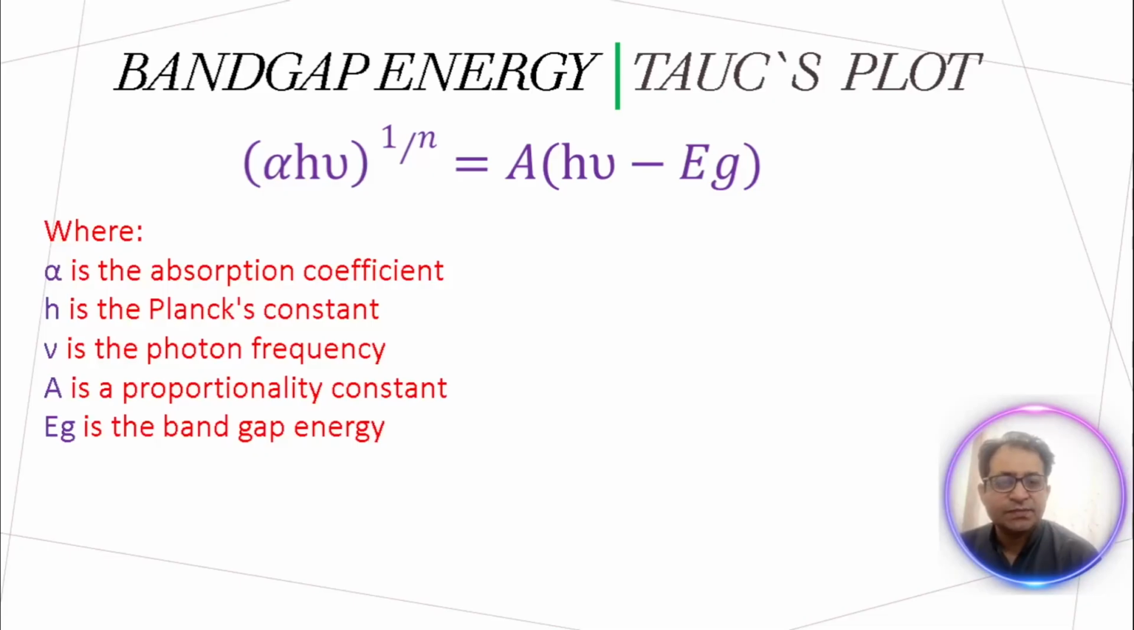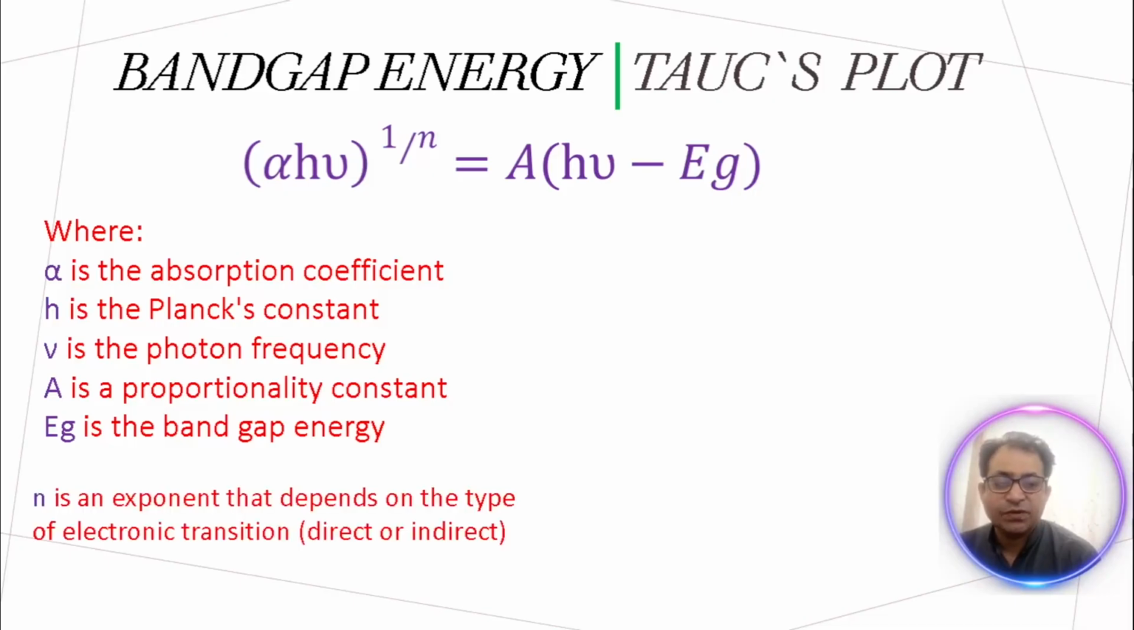In this equation, alpha is the absorption coefficient, h is the Planck constant, nu is the photon frequency, A is the proportionality constant, and Eg is the band gap energy, while n is the exponent that depends on the type of electronic transition. We have two types of electronic transition, direct or indirect transition.